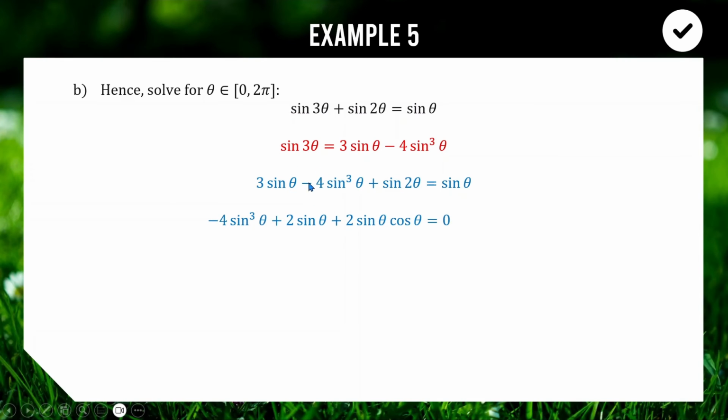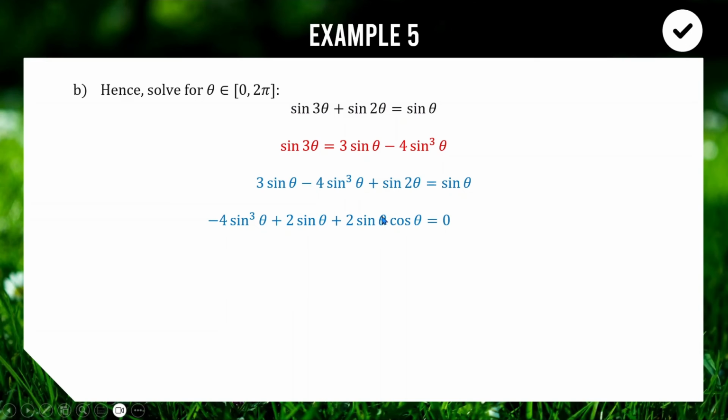So what I've done there is I've moved the minus 4 sine cubed to the front. I've taken sine theta off both sides, which has turned this 3 sine theta into a 2 sine theta. And I've just rewritten the sine 2 theta as a 2 sine theta cos theta, equal to 0. Now, why is this good? Well, because now everything's in terms of 1 theta, which is good.